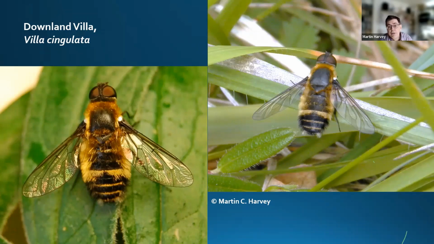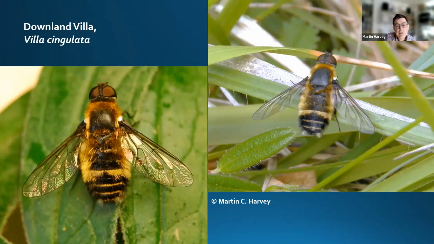And they are, again, parasitic creatures, but these ones are no longer parasitic on bees. So what we're looking at the moment is the downland villa bee fly, Villa cingulata, and there are a couple of other species of villa bee fly in Britain, one of which is believed to be extinct, that's associated with heathlands, and another one that's associated with sand dunes and does seem to be quite well distributed on sand dune habitats around the coast.